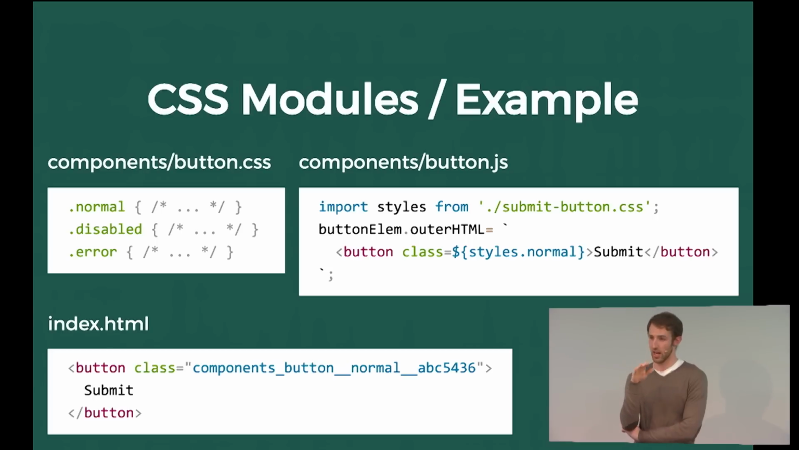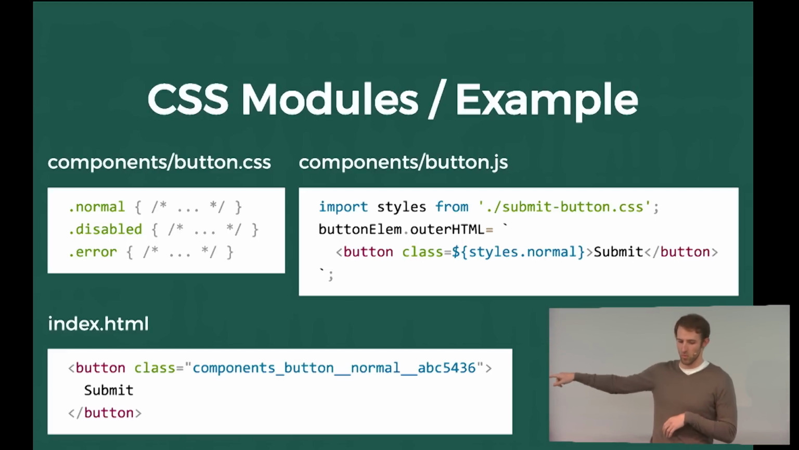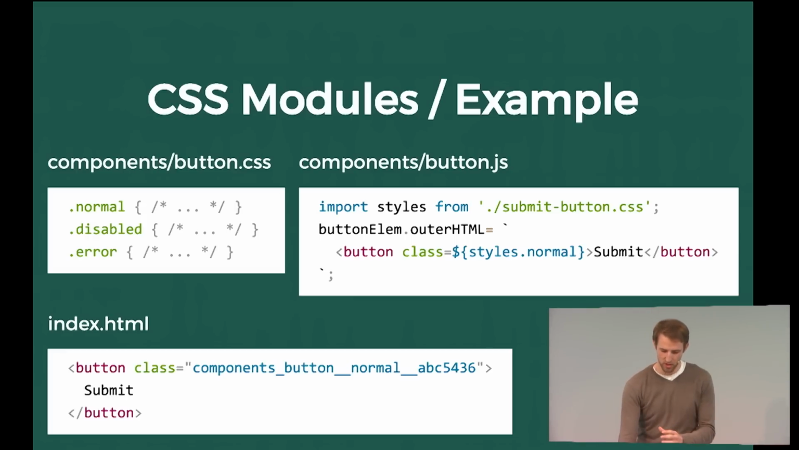Basically, you just say, okay, import all these styles from my specific CSS. You just use styles.normal. And I think this is some of the secret sauce that you see on the bottom here, is you can still find out, okay, what's the file name, what's the class name, and then this unique value at the end is basically going to make sure that you don't have any conflicts. So this is just the basic example.